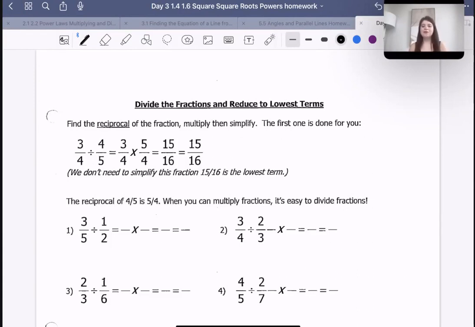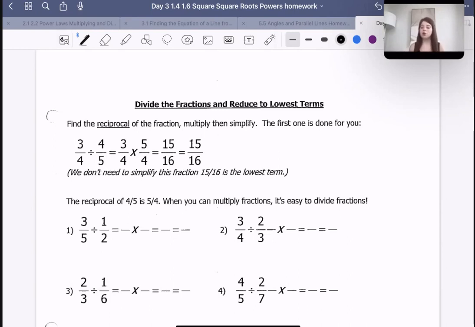Hello, everyone. Welcome back. Today we're going to be dividing fractions and reducing to lowest terms. This is very similar to multiplying and then reducing to lowest terms. The only difference is that in order to switch from division to multiplication, we must take the reciprocal of the fraction, and then multiply and then simplify.